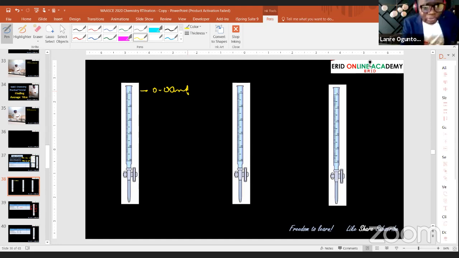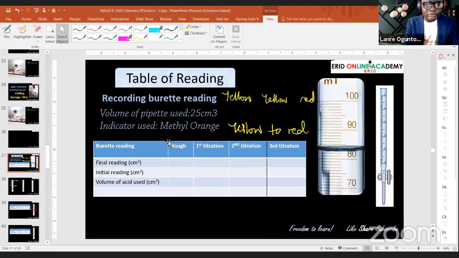Then I ran the acid into the base. Of course, you know your volume, your level of acid will be decreasing. So if for my first level of acid I got 26, that means in my table of result I will go and write what? I started from 0, so my final is 26. So I'm going to write 26. Please, I hope you are noting this.